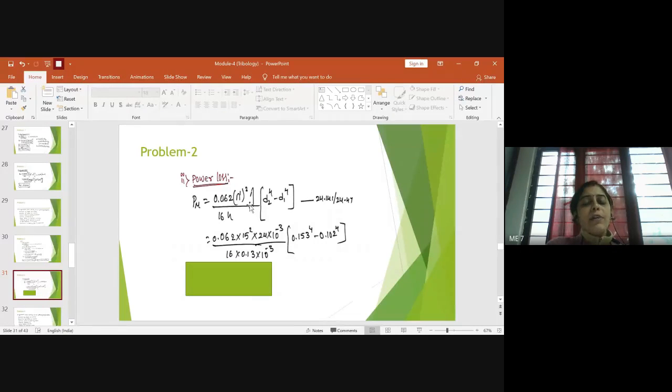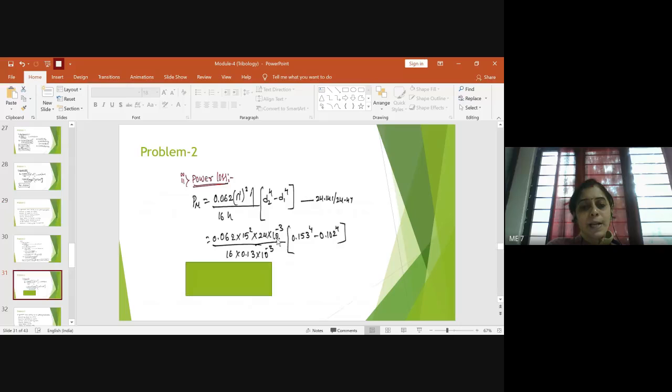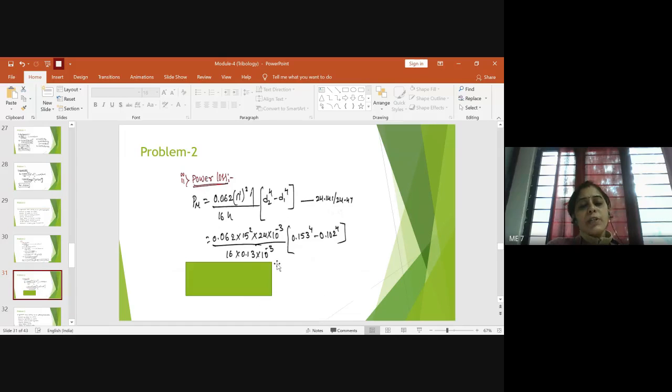After that, we have the viscosity of the lubricant, which is given as 24 centipoise. If you want, you can check in the question. It is 24 centipoise, so kindly type that into, multiply into 10 raised to minus 3. Divided by, we have 16H. 16 is a constant, retain as it is. The oil film thickness is given as 0.13 mm, so please convert that into meter. It is 0.13 into 10 raised to power minus 3. So one part is over.